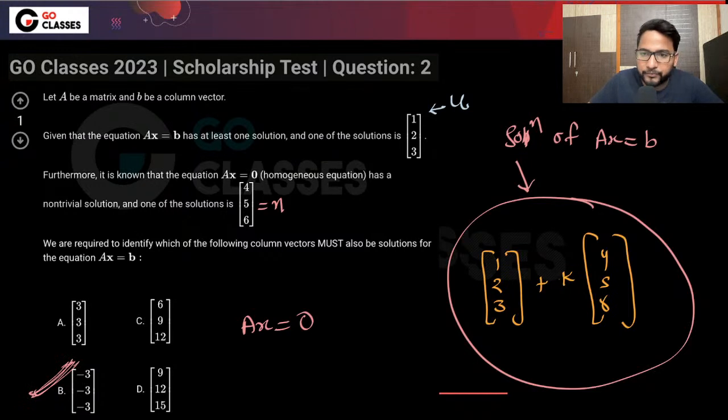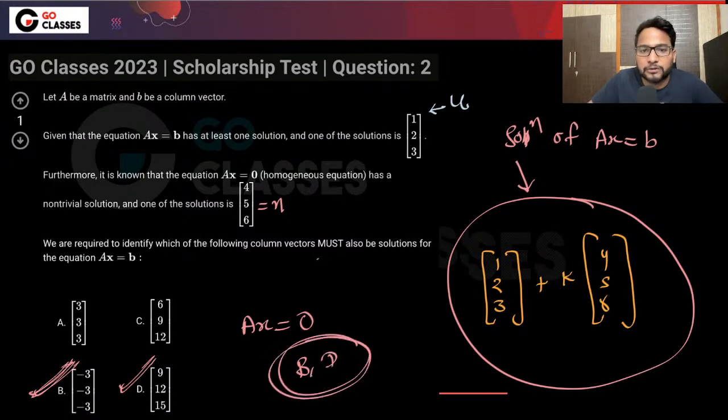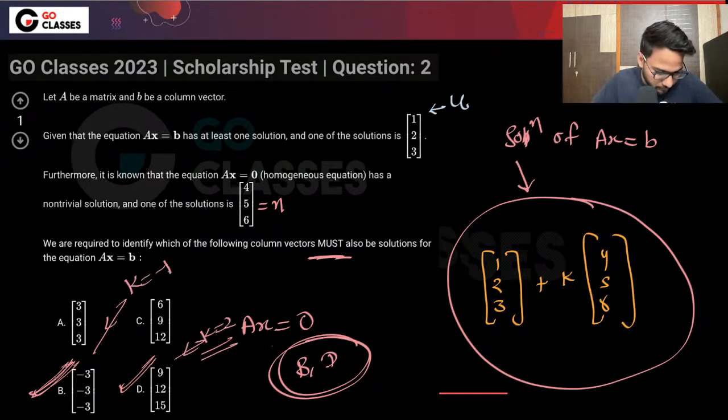If you take k equal to 2, then I think option D will satisfy. So what are the answers? B and D. Okay. They must be also the solution of Ax equal to b. Right? From this information, you can only derive this. You are getting B when k equal to -1. You are getting D when k equal to 2. Okay. Great. Now let's just move further.